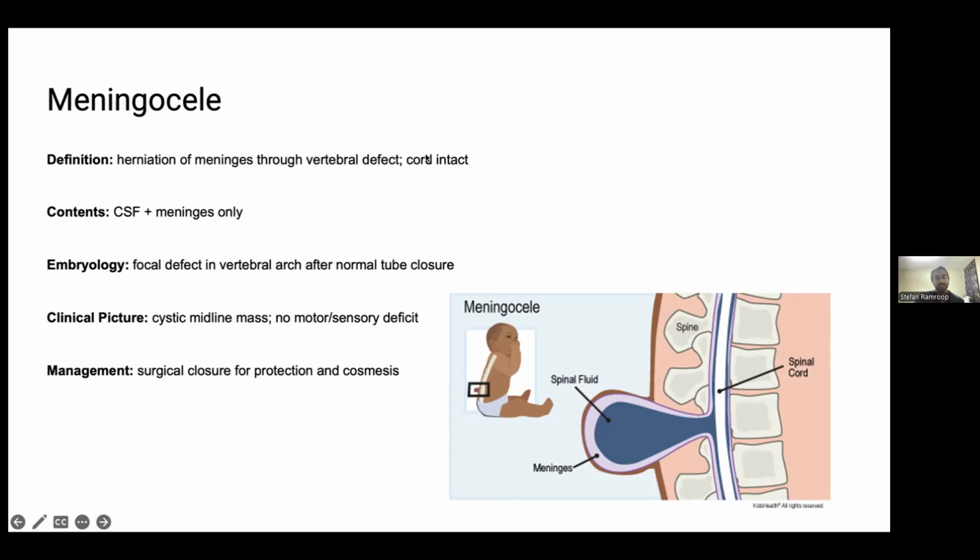Clinically, this can present as a soft cystic midline swelling over the spine that can typically be translucent and covered by skin. These patients have no motor or sensory loss, but the sac is vulnerable to trauma or infection, and surgical management typically involves excision of the meningeal sac and closure of the dural and fascial defect, primarily for protection and cosmesis. And although neurologically intact, these patients do need long-term follow-up as they occasionally develop tethering or arachnoid adhesions over time.